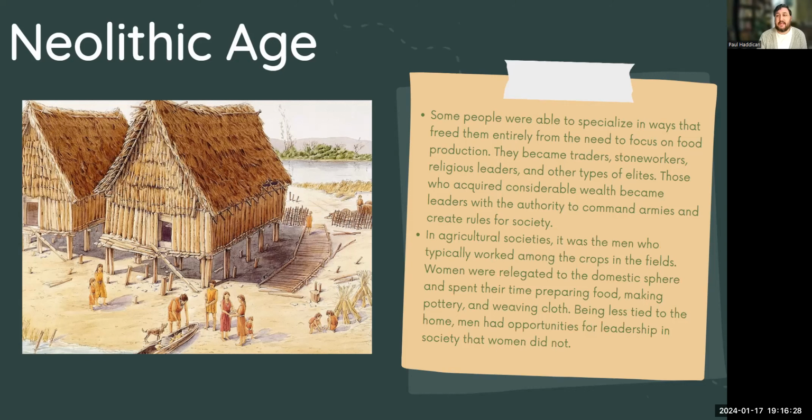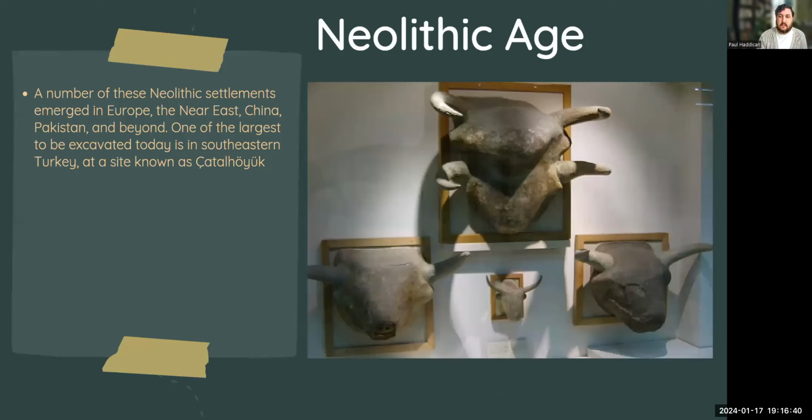In agricultural societies, we'll see those clearly defined gender roles start to emerge. Men are working out in the field, women are working in the home with the children, right? And we start to see those become really solidified there. And a number of these Neolithic settlements emerged in Europe, the Near East, China, Pakistan, and beyond.